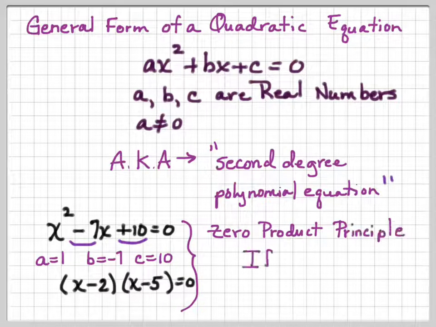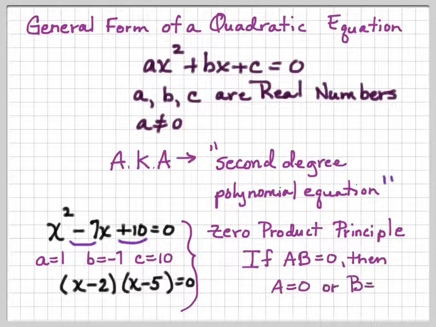Now, in order to solve this, since we factored it, we're going to use the zero product principle, which means if two numbers multiplied together are 0, then either one of them has to be 0. So either a equals 0 or b equals 0 if ab equals 0.